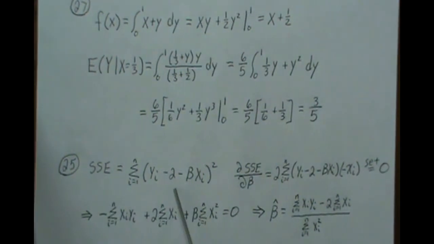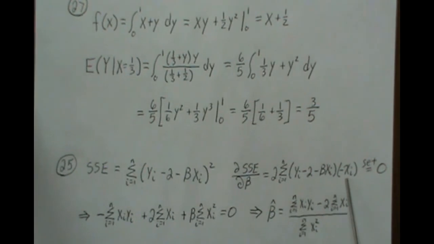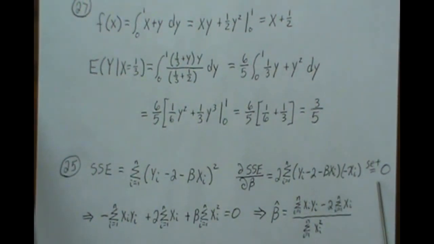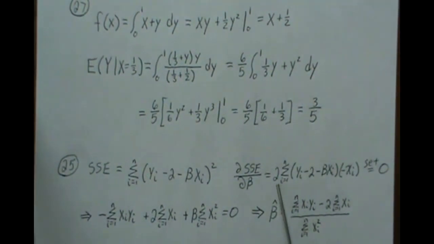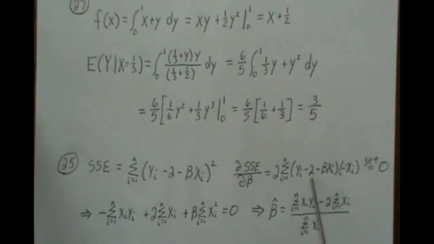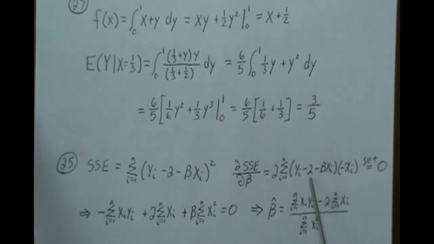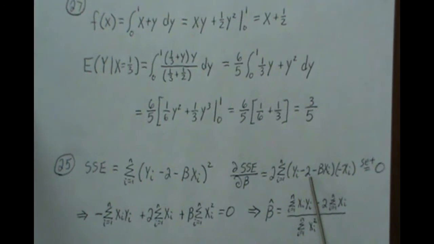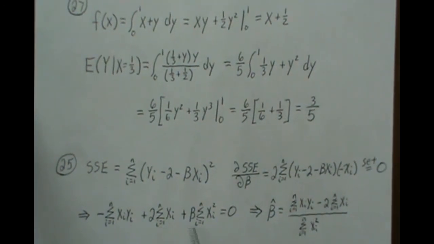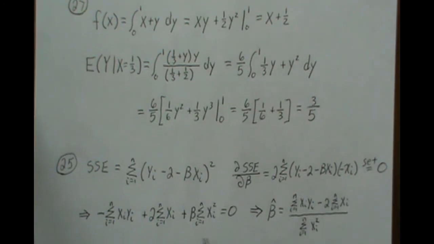And so this is our sum of squared errors. You take the partial of it. Don't forget the chain rule here. Set it to 0. We can get rid of this 2, and then we multiply this in. When we multiply that xi in and bring the sum in, we get this. Set it to 0. Take those to the other side, divide by this, and this is our least squares estimate of beta.